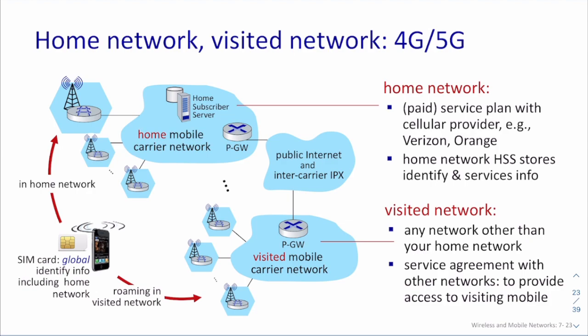You pay for your service plan with a cellular provider, for example, Verizon, Orange, AT&T, T-Mobile, something like that. Your home network HSS stores the identification and service information about your subscription. And a visited network is any network other than your home network, which has a service agreement with other networks to provide access to visiting mobiles. So your home network and the visited network should have some contract to allow you to do such roaming.